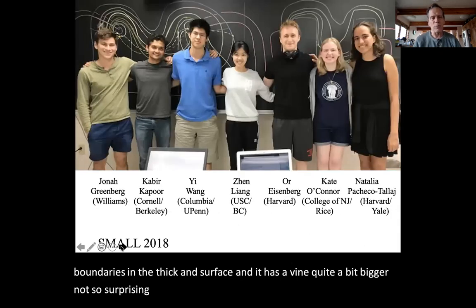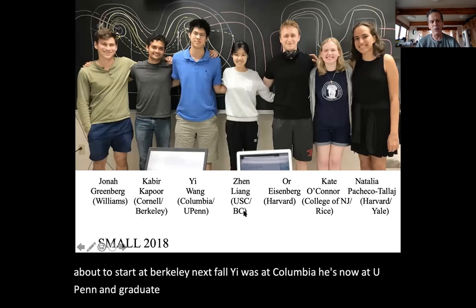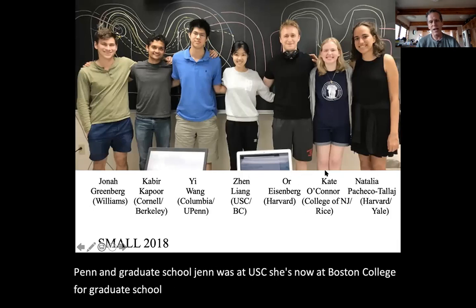This is the small group from 2018, and all the work I'm talking about now was done by this group. Jonah was at Williams, Kabir was at Cornell, he's about to start at Berkeley next fall. Yi was at Columbia, he's now at UPenn in graduate school. Jen was at USC, she's now at Boston College for graduate school. Or is at Harvard. Kate was at College of New Jersey, now at Rice.